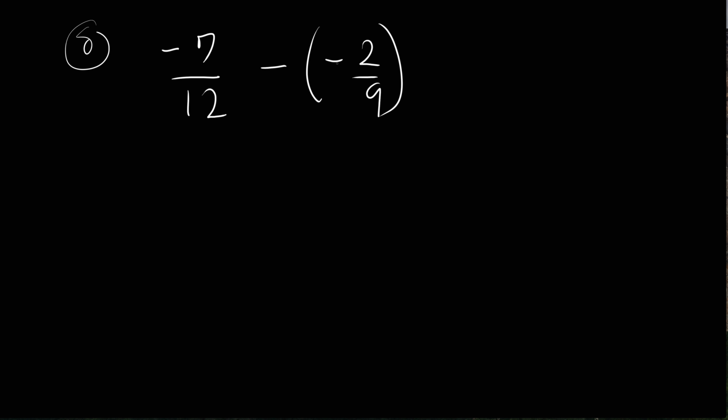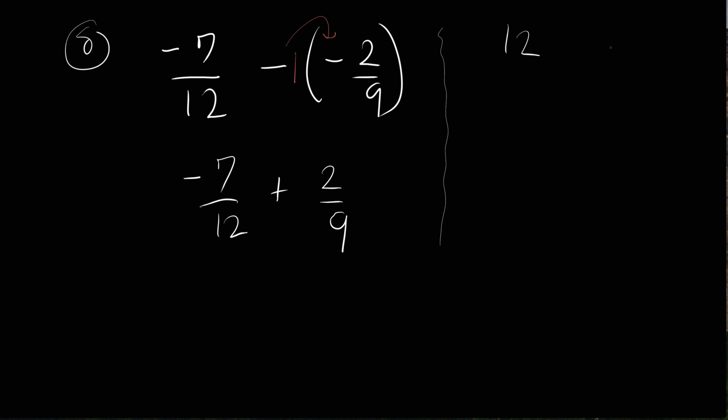Problem number 8. In problem number 8, we're having different denominators, but before that, we have to remember that here there's a phantom 1 that you have to distribute. So having that phantom 1 there is going to be negative 1/2 plus 2/9. So you're going to have to find the same denominator as well. So how are we going to obtain that? So let's do the LCD again. So it's going to be 12 and 9.